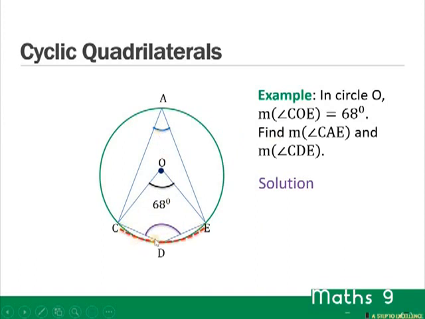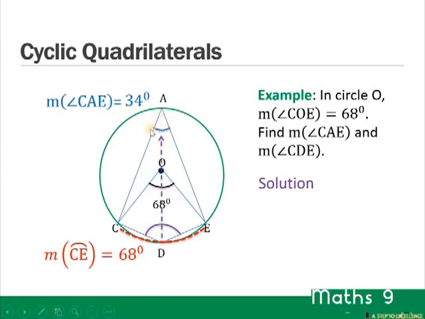First of all, let's draw in this arc here. The measure of this arc is equal to the angle at the centre, so it's 68 degrees. The measure of the angle inscribed at the circumference is half of this, so it's 34 degrees. Then ACDE is a cyclic quadrilateral, and A and D are opposite, so they add up to 180. So the size of angle CDE is equal to 180 minus 34, which is 146.